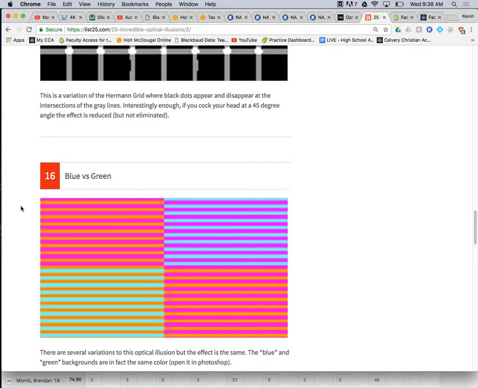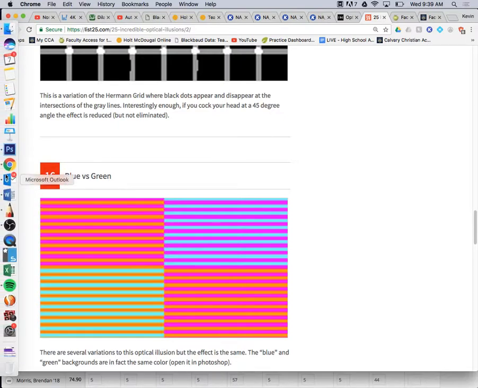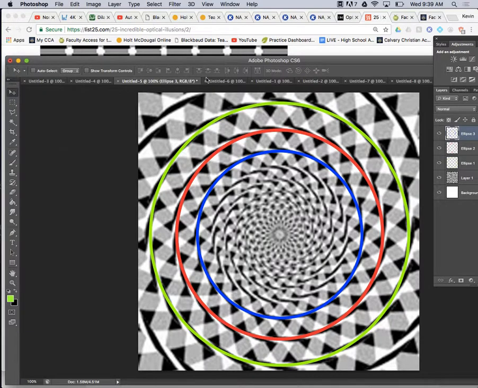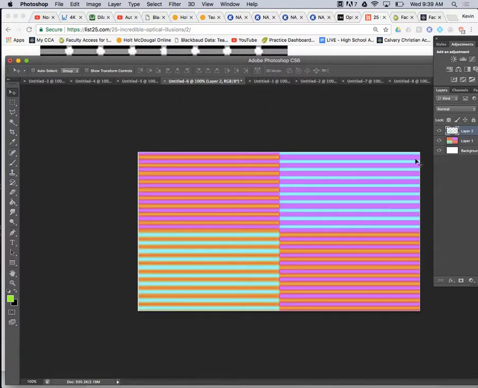This one is probably one of my favorites. Okay, blue and green, right? You guys see that? One's blue. Different colors, right? Very clearly different colors. Okay, bust out the Photoshop, take a look. They're the same exact color.